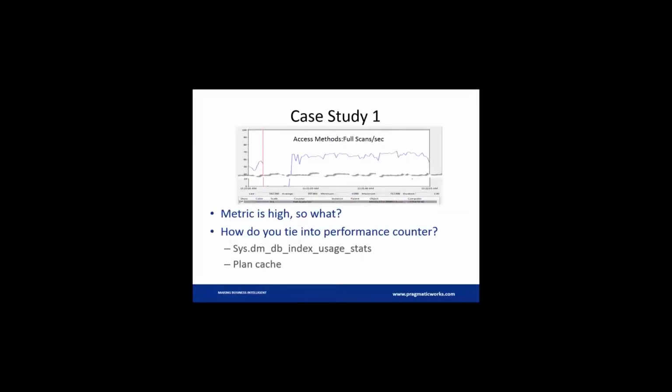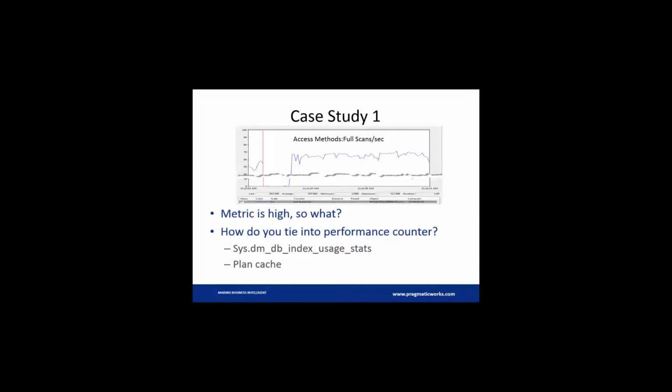Now, the metric that I usually see where people start getting concerned about this is they see full scans being high. And typically, if you're in a shop where you pay attention to perf stats quite a bit, you see full scans going high, and it's like, what do you do? How do you tie this performance counter into something that's happening on your system so that you can affect a change?